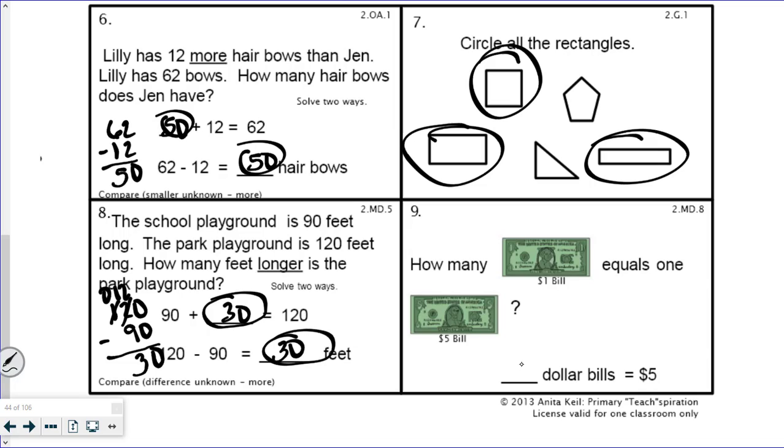All right, so 5 $1 bills equals one $5 bill. And with that, we are all done with our first day of morning work.